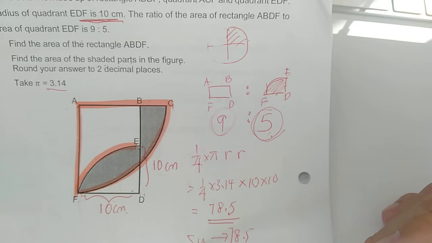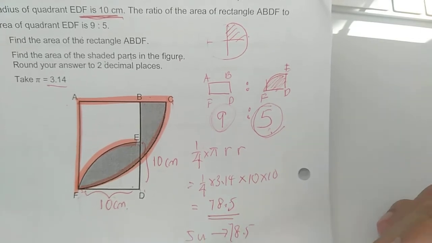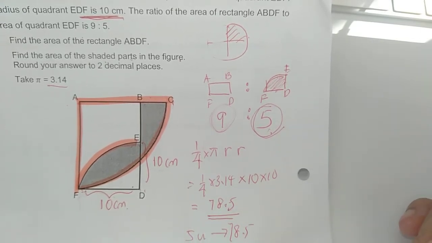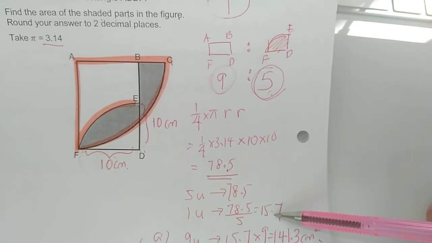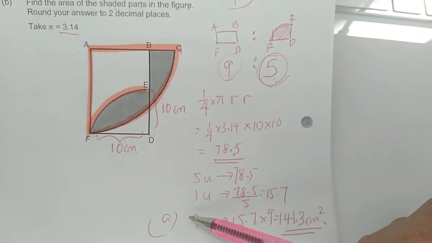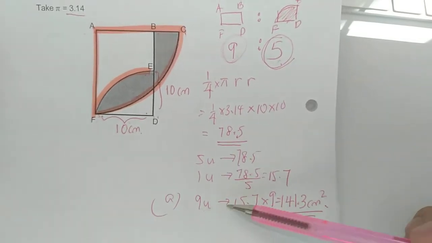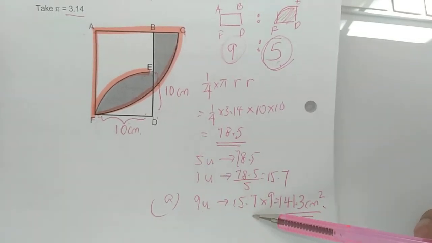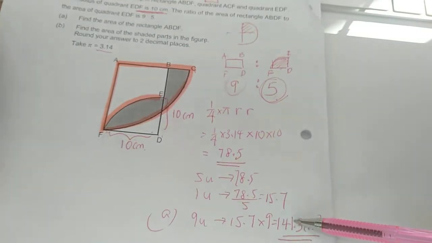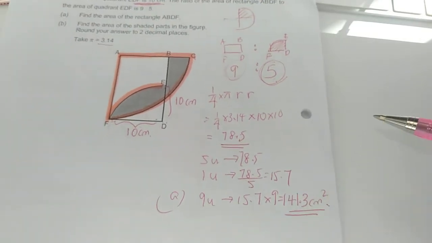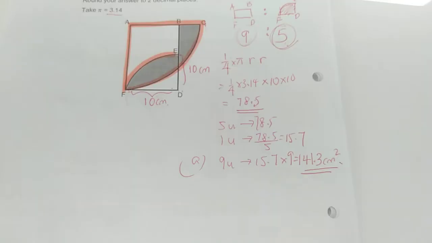So 5 units is 78.5. So 1 unit is 78.5 divided by 5, and that is 15.7. To find the area of the rectangle, we need 9 parts, which is 9 units. So 15.7 times 9, you have 141.3 square centimeters. Right, now we go on to the second part.